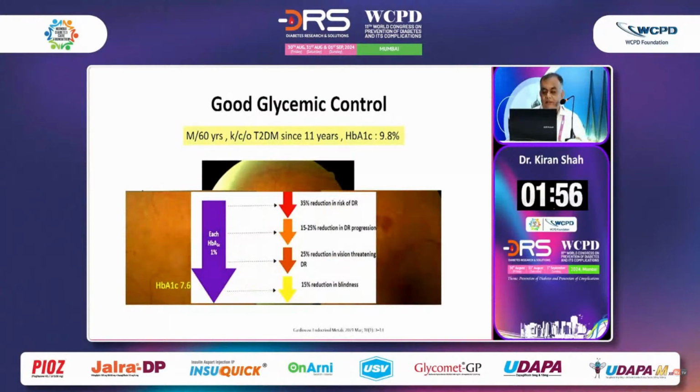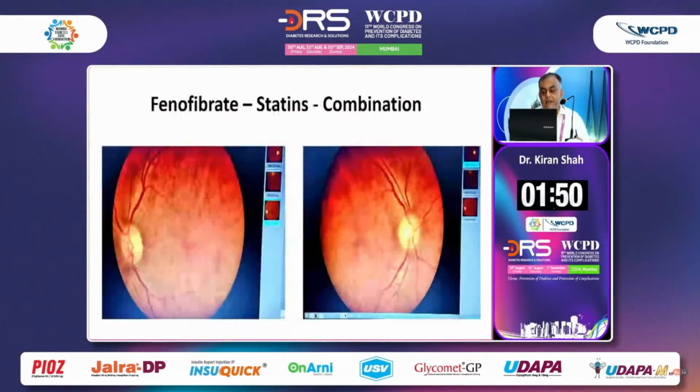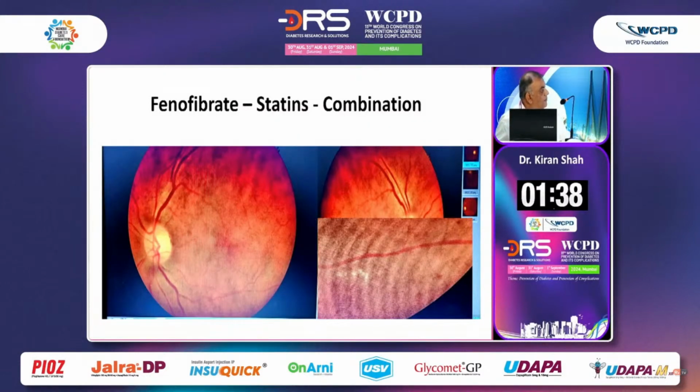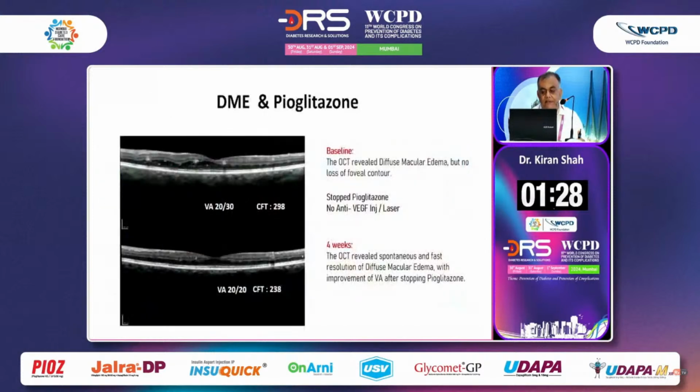A 1% reduction in A1C gives a 35% reduction in risk of diabetic complications and a 15% reduction in blindness. Now statins: you can see it's in the periphery here, right? After using a combination of fenofibrate or statin, after 6 months it has disappeared. So even statins are good. Fenofibrate, rosuvastatin, atorvastatin, whichever one you like, just use the combination and I'm quite sure you'll have excellent results. Glitazones: this patient has diffuse macular edema, and once the pioglitazone was stopped, you can see a normal foveal contour after 4 weeks on an OCT, and there is visual improvement. So just stop, and there is no anti-VEGF or laser needed.